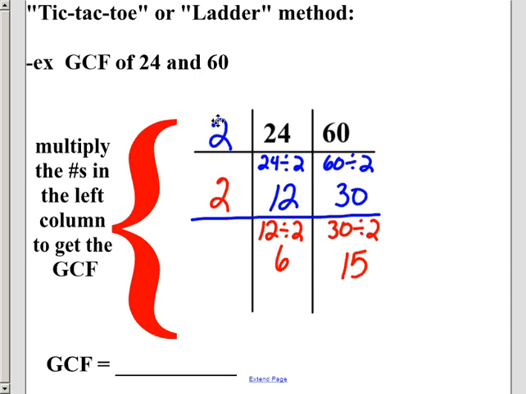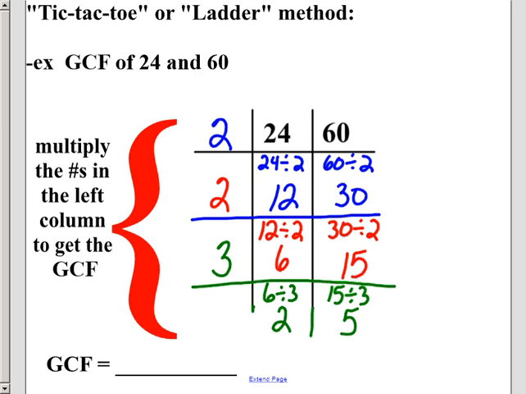Now I'm going to look again for any common factor of 6 and 15, and I have 3 as a common factor of 6 and 15. 6 divided by 3 is 2, and 15 divided by 3 is 5. So now I get to the point where I'm looking at 2 and 5, and 2 and 5 have no common factor. The only common factor they have is 1. I could put that there if I want to, and that's how I know when I'm done.